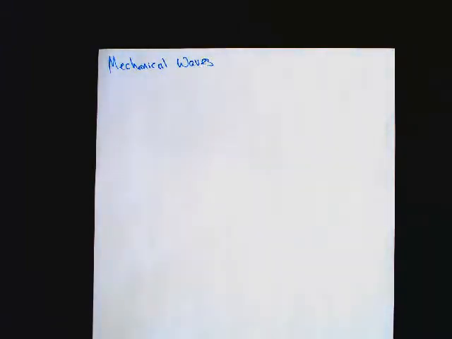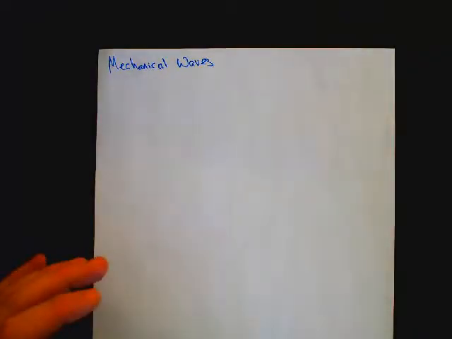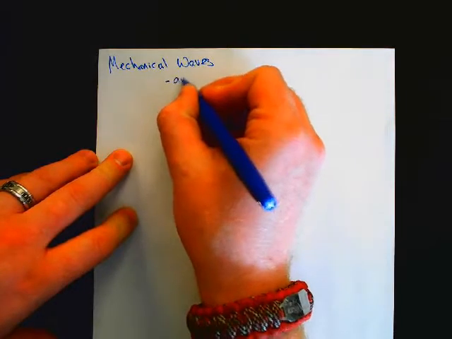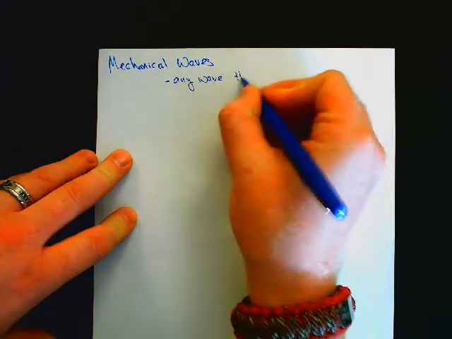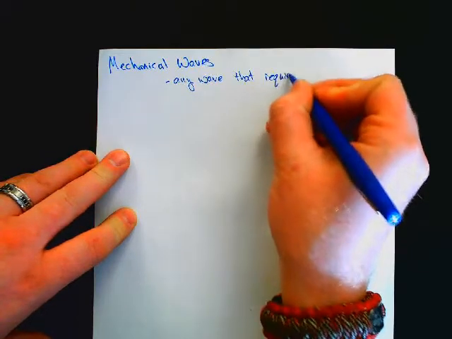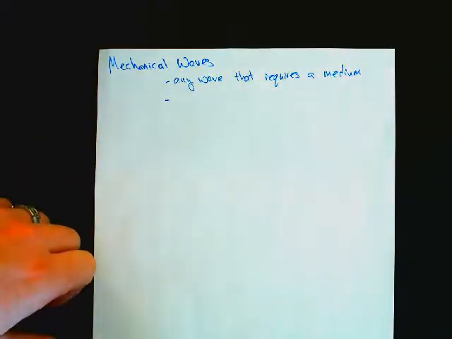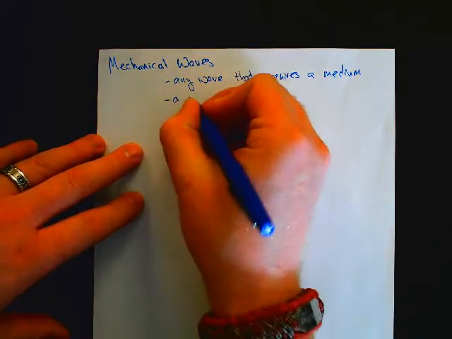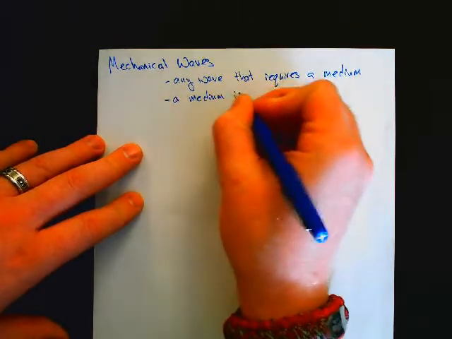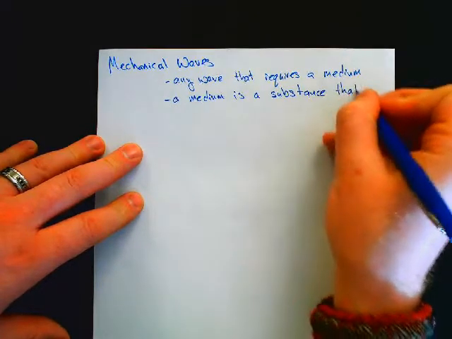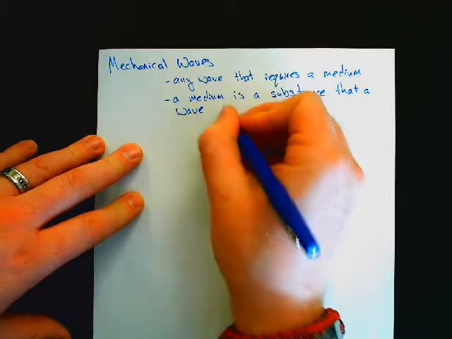Of the descriptions of waves you gave, any of them that had to do with things like sound or water, things where the wave travels through something, that's a mechanical wave. So a mechanical wave is any wave that requires a medium. And a medium is simply a substance that a wave propagates through.